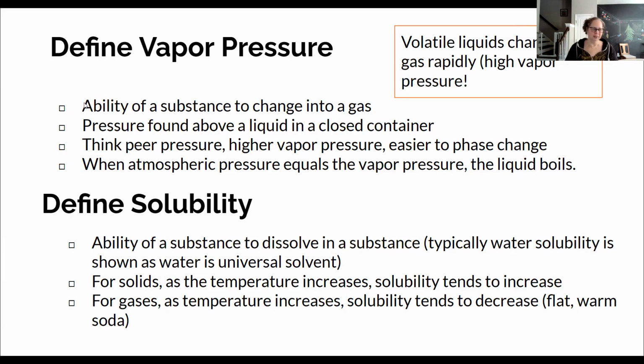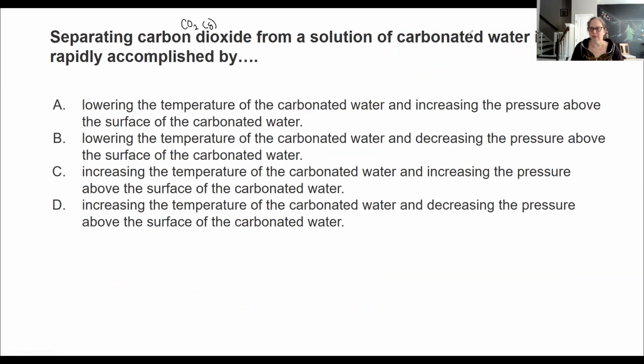All right, so let's try one of these higher level questions. Separating carbon dioxide, so right now we were just talking about carbon dioxide, carbonated beverages, that's a gas, from a solution of carbonated water. Okay, so we're still using water as our liquid that is the universal solvent. How can we most rapidly or most quickly separate it? So what do we need to do? We need to decrease the solubility. We got to make it warmer to decrease the solubility. We got to make it go flat. We got to get those carbon dioxide bubbles out of there.